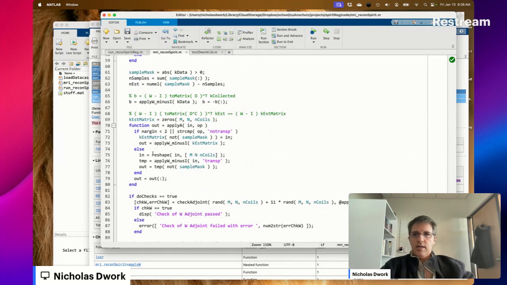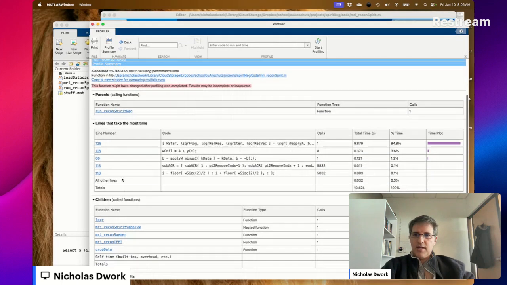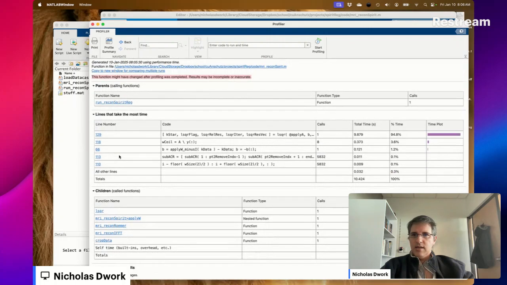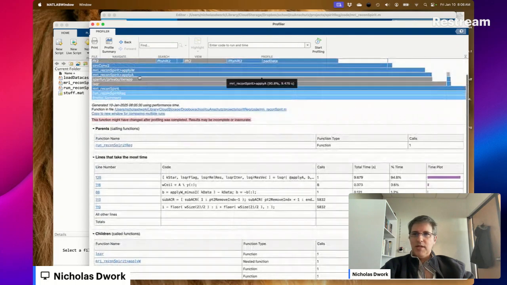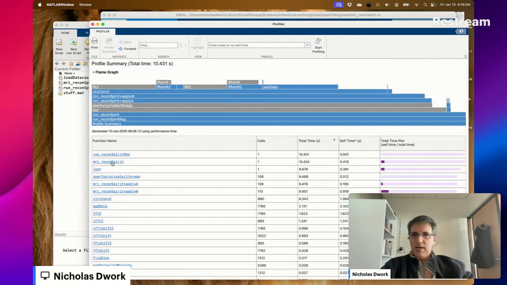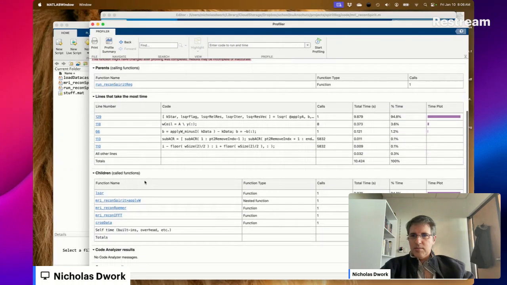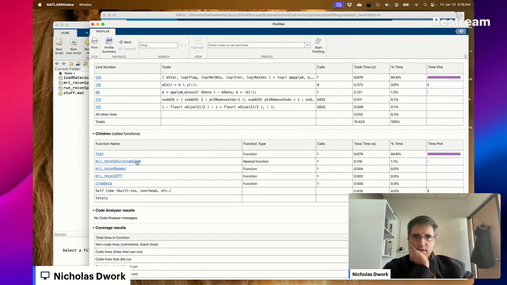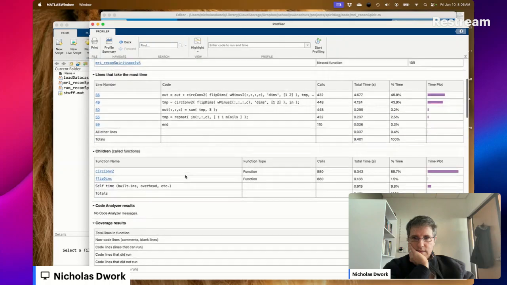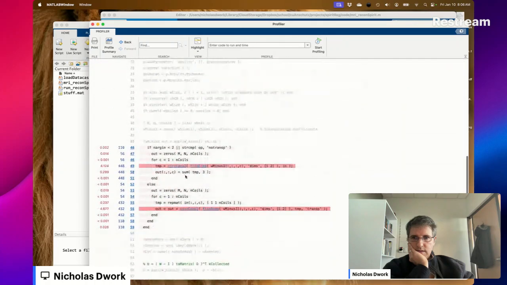I guess also 73 and 76. Where are they? Okay, so since it's in the iteration, maybe it will actually take some time. MRI Recon Spirit. Where's apply W? Here. Nope, it takes very little time. The circular convolution takes a while.